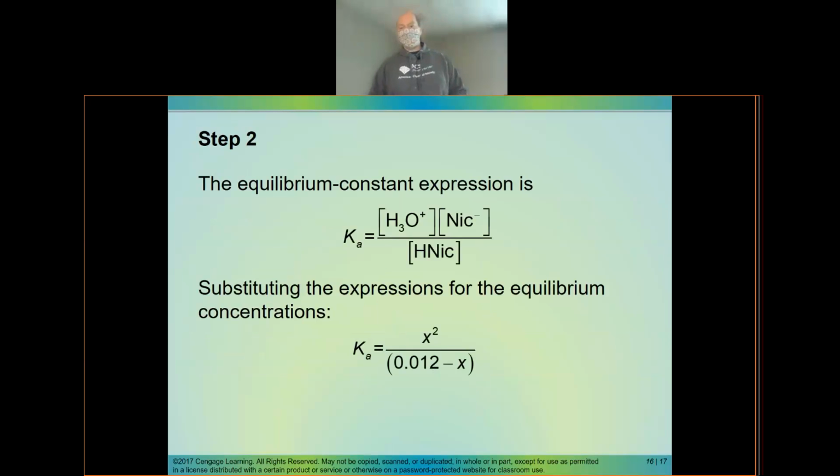Then we write out our Ka expression. Again, I wrote H plus, I wrote A minus, I wrote HA. Exactly the same thing, where your A is your anion. Your A minus is your anion. All right, so now you do the substitution, and we plugged it in.